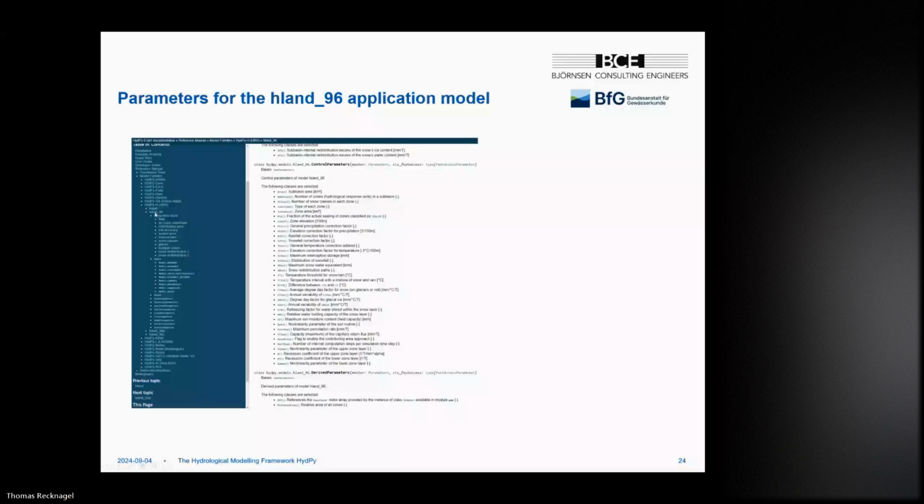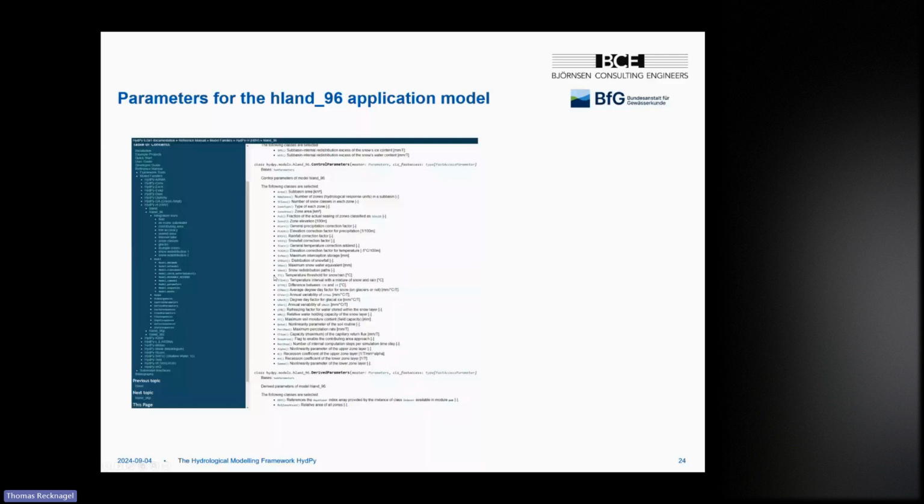So HLand96 is an application model, and an element is always connected to an application model, not to the model like HydPy H, but to an application model like HLand96. And if you go in the HydPy documentation and check out the documentation of such an application model, you will find the necessary control parameters explained. And of course, HBV96 is already quite a complex model.